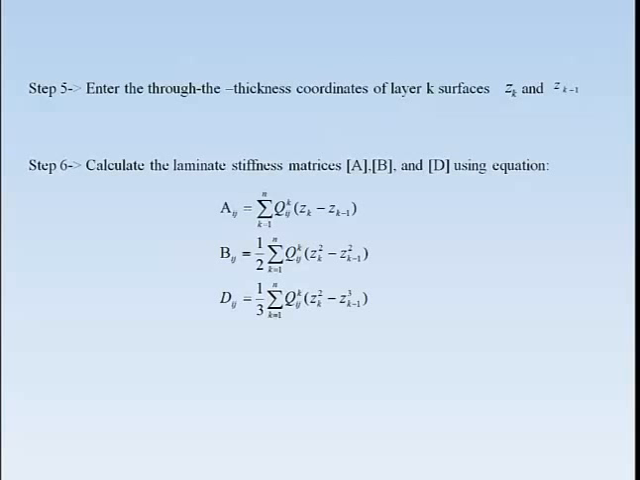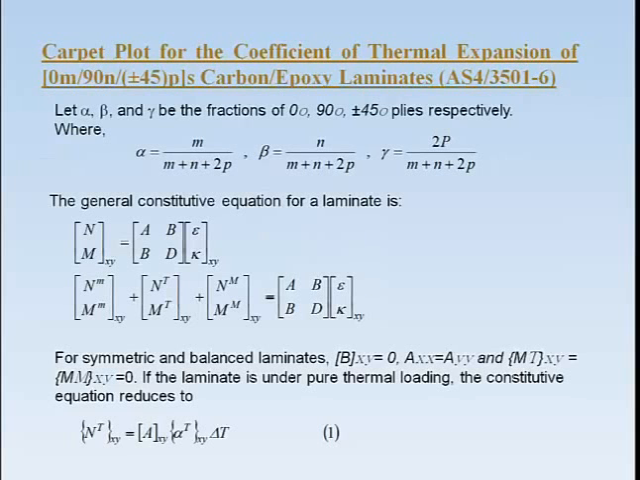Step 5. Enter through the thickness coordinates of layer k surfaces, zk and zk minus 1. Step 6. Calculate the laminate stiffness matrices A, B and D using the equation: Aij is given by the summation of k equal to 1 to n Qij (zk minus zk minus 1); Bij equals 1 by 2 summation of k equal to 1 to n Qij k bracket zk square minus z square k minus 1; Dij equals 1/3 of summation of k equal to 1 to n Qij k bracket of z cube k minus z cube k minus 1.